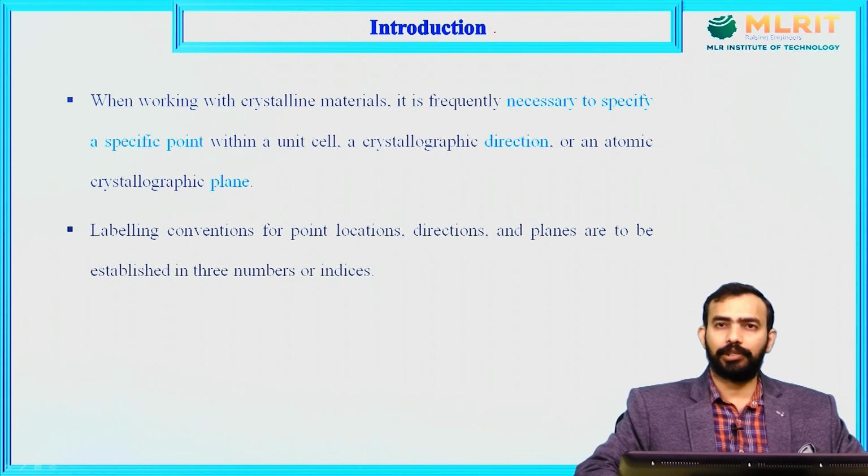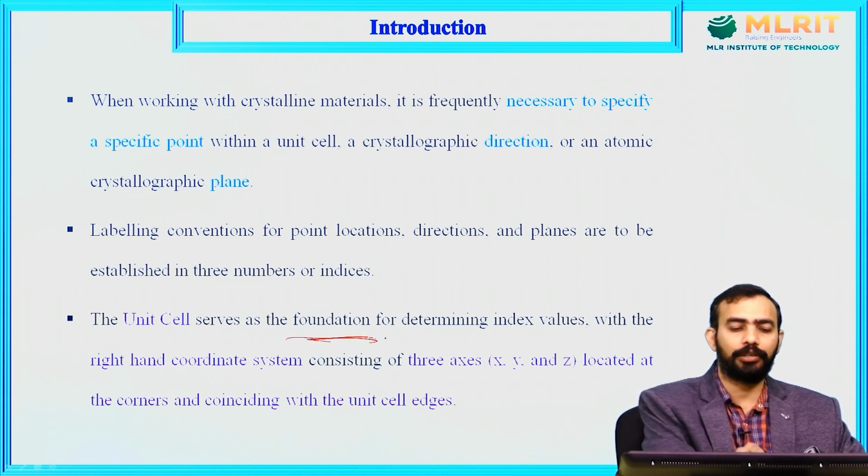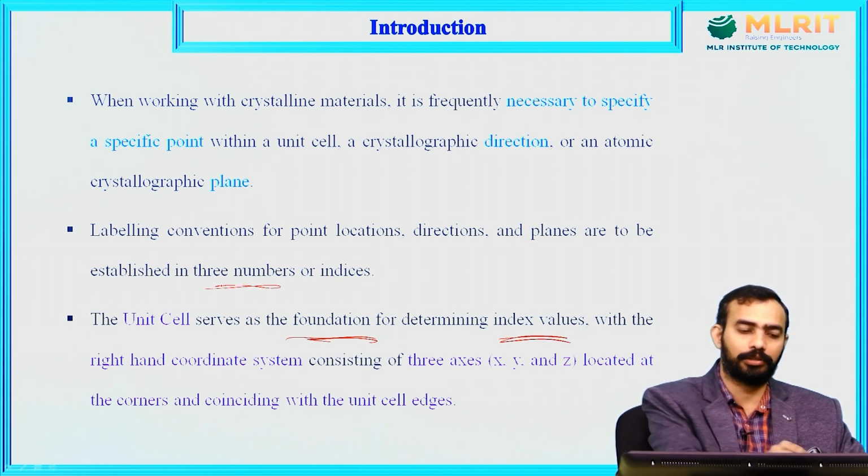A labeling convention is very much required to represent these crystallographic points, directions, or planes. So, those labeling conventions are to be established. That needs to be 3 numbers, or 3 indices. And how do we get these indices? Our unit cell is the fundamental building block for any crystal structure. So, that unit cell serves as the foundation for determining these indices. We are talking about these 3 indices.